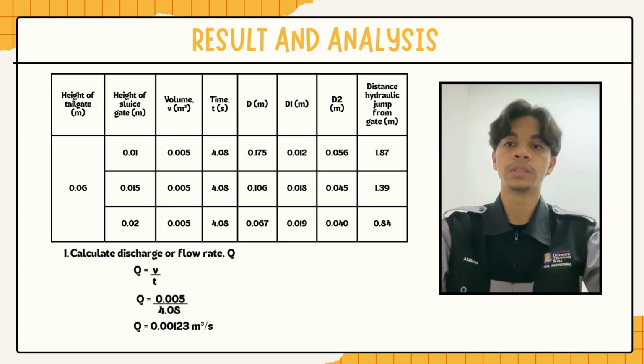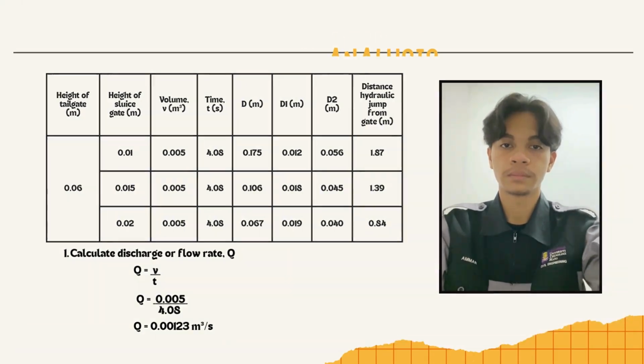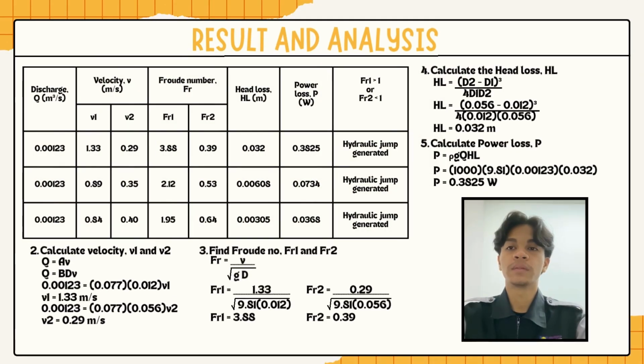For our sample calculation, we use 0.01 height of the tailgate. First, we calculate the discharge using the formula discharge equals volume divided by time, and then we get our discharge Q equal to 0.00123 meter cubed per second. Continue. Second, calculate the velocity V1 and V2 using the formula discharge equals area times velocity, and we get our V1 1.33 meters per second and V2 0.29 meters per second.